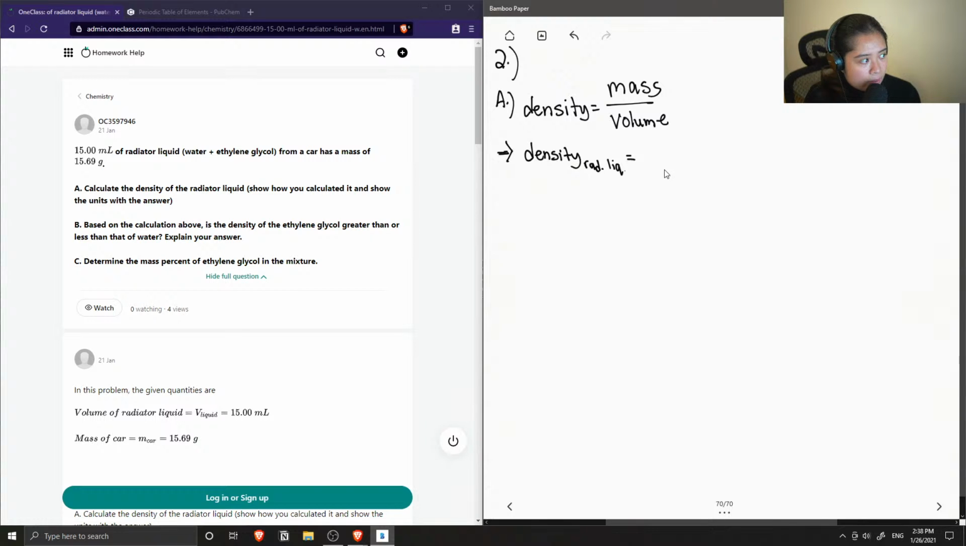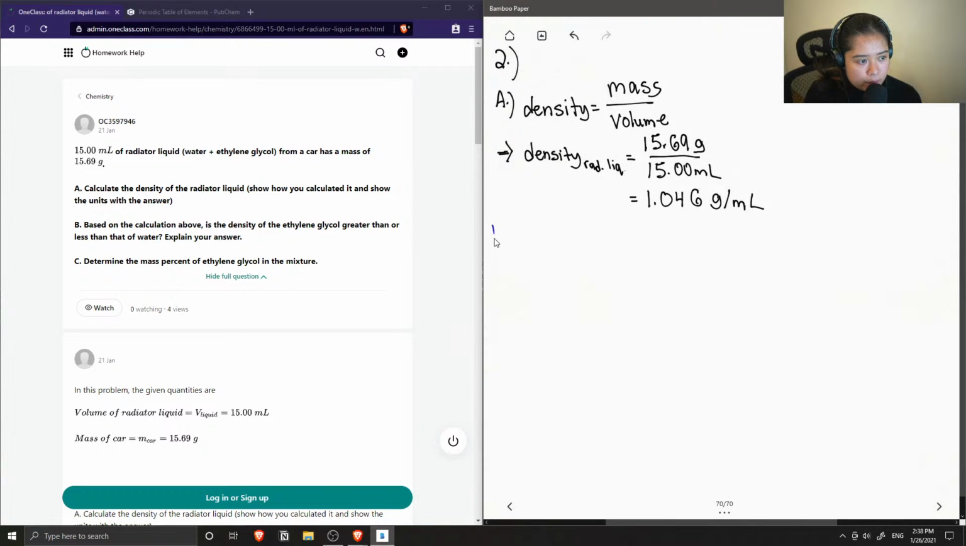is equal to the mass, which is 15.69 grams. And the volume is 15 milliliters. So 15.69 divided by 15 gives 1.046 grams per milliliter.